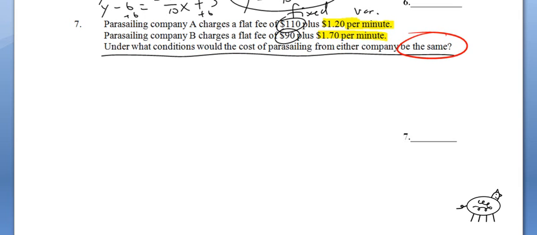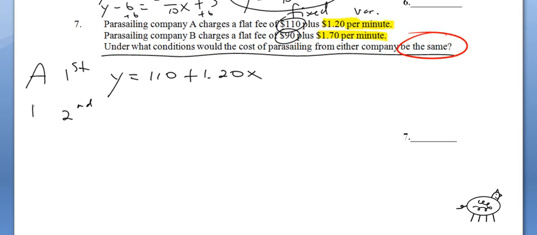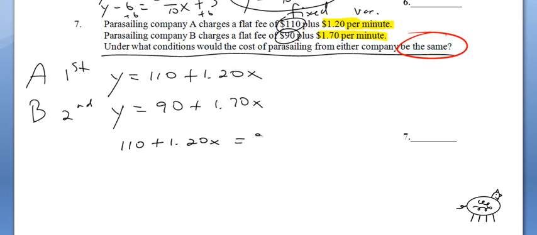When are they going to be the same? So we have two equations. Don't you guys agree the first equation is y equals 110 plus $1.20 per minute? That's your variable. And that's the first equation. So that's Parasailing Company A. And then for Company B, it's y equals $90 plus $1.70 a minute. And then it says, where would they be the same? Well, if they're the same, then you set them equal to each other. 110 plus 1.20x equals 90 plus 1.70x. And then you solve for x. Now again, use your calculator, I don't care, because you've got decimals.